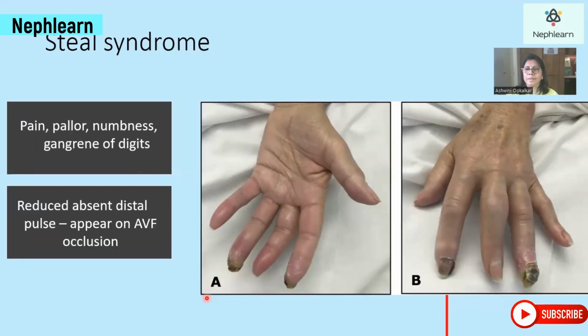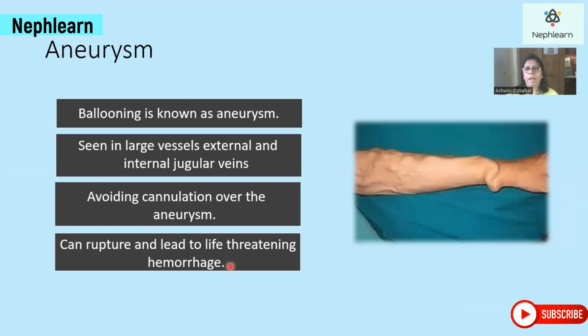Steal syndrome is, as the name suggests, the blood is stolen, rather the blood supply is stolen. So in the fistula, the blood circulation is so enhanced that the blood is no longer diverted to the distal fingers, and this results in gangrene. An aneurysm is a ballooning of the blood vessel. This may finally result in a rupture, which is life-threatening.